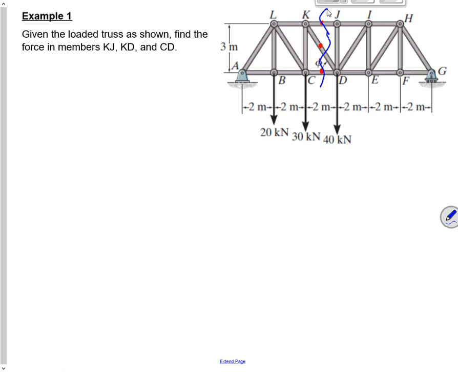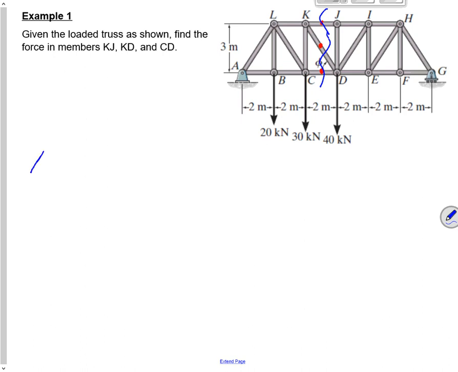Now, whichever side I choose to analyze, I need to know what the support reactions are. So let's start there. We need to know the support reactions. In fact, let's figure out which side we're going to do. Let's analyze the left side. So when I do the sectioning, I'm going to analyze the left side, so I need to know the support reactions at A.